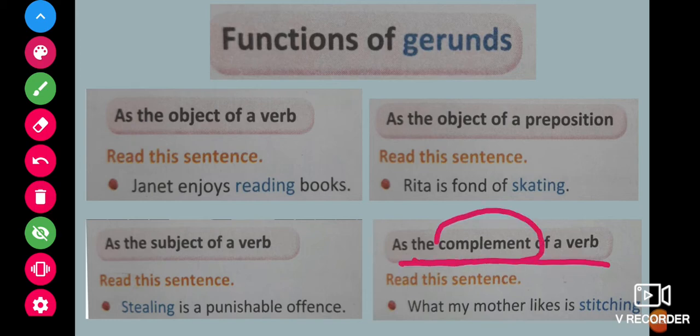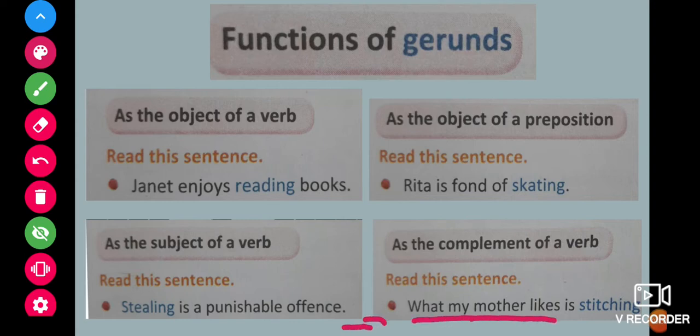Gerunds can also act as a complement of a verb. Now, a complement of the verb means an object of the verb. Look at the example. What my mother likes is stitching. So here likes is the verb and stitching is the object of the verb likes. So here stitching is the complement of the verb likes.